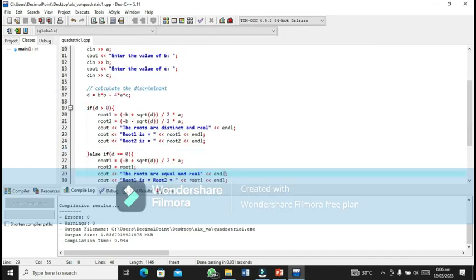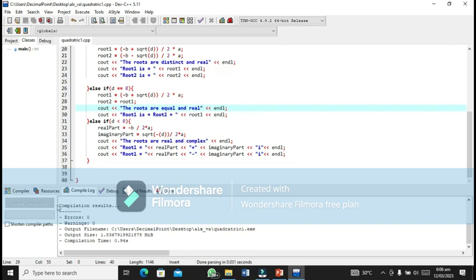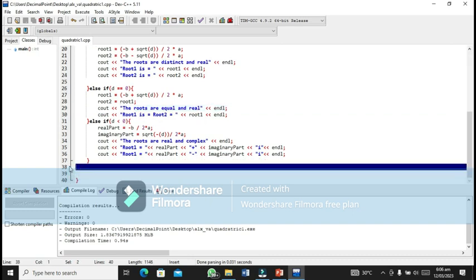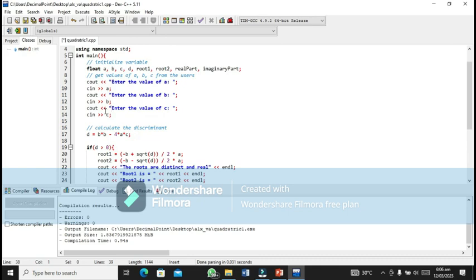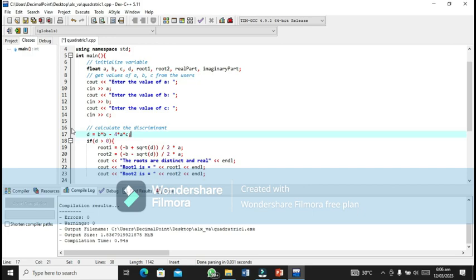So that is all. See, it is very easy if you know how to solve a quadratic equation in real life. You can just apply it and solve it easily.